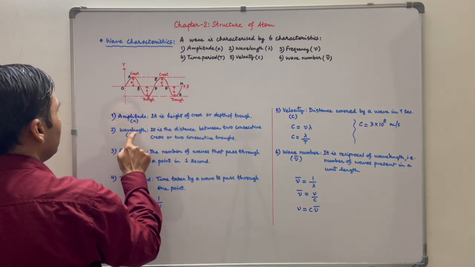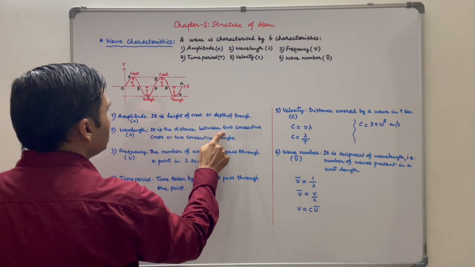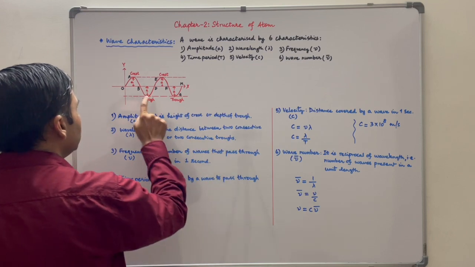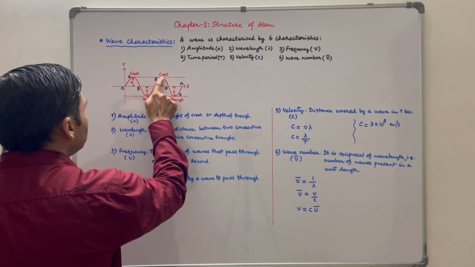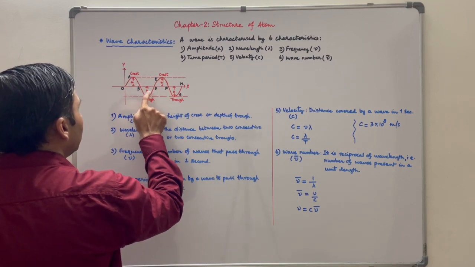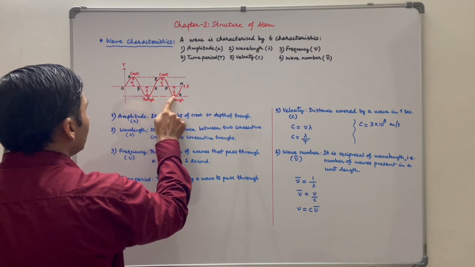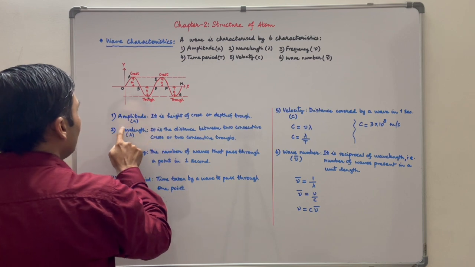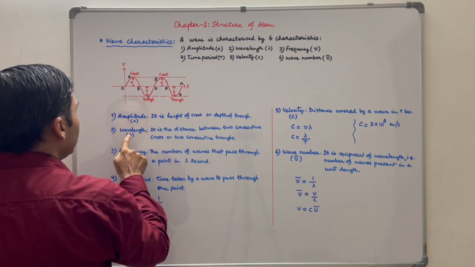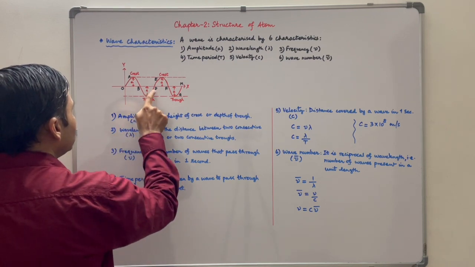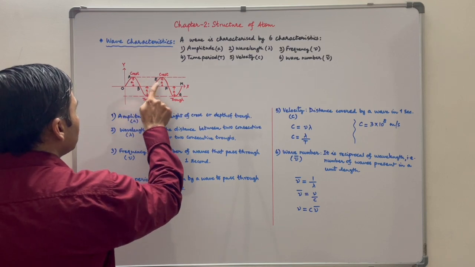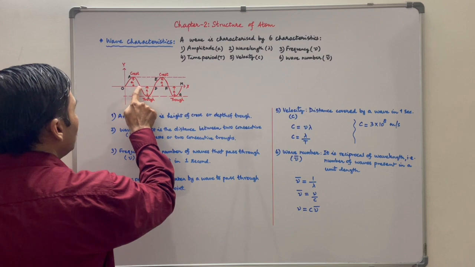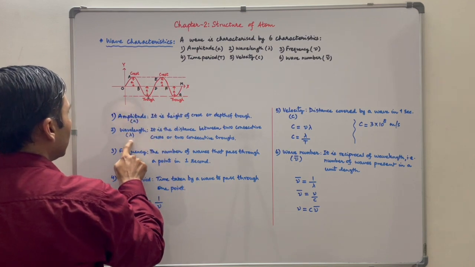Second characteristic, wavelength. It is the distance between two consecutive crests or two consecutive troughs. In this figure, AE is the distance between two consecutive crests and CG is the distance between two consecutive troughs. So AE = CG = wavelength, that is represented by lambda. From this figure, we can say that AE = CG = OD = DH = BF = lambda.